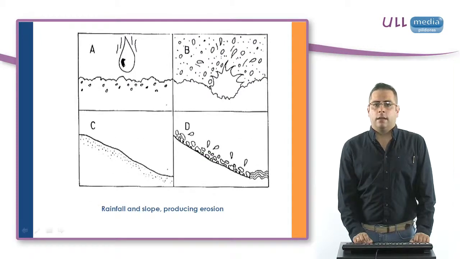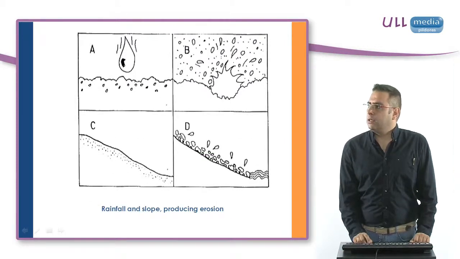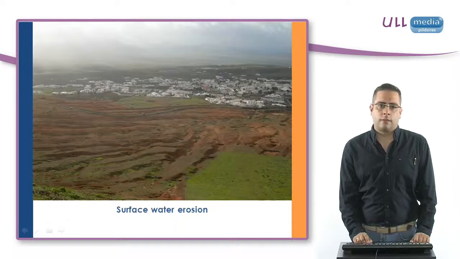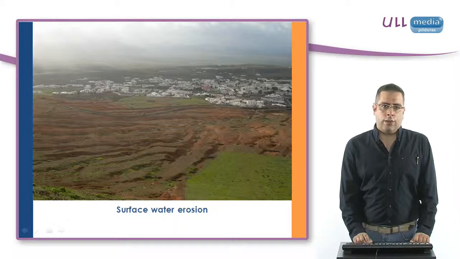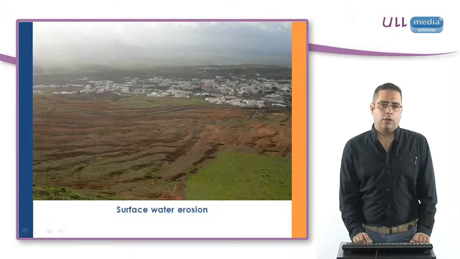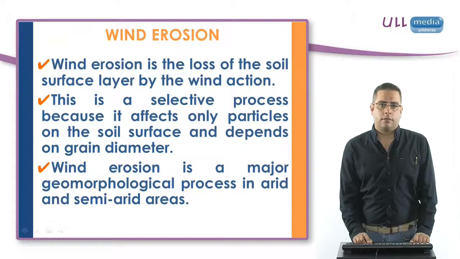You can see in the upper position of the picture the drop from the rainfall breaking the soil. And in the second part of the picture we can see the slope that produces runoff. Next step to the surface water erosion, as you can see in this picture.